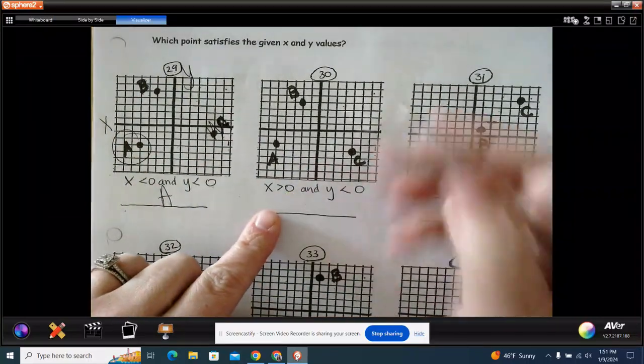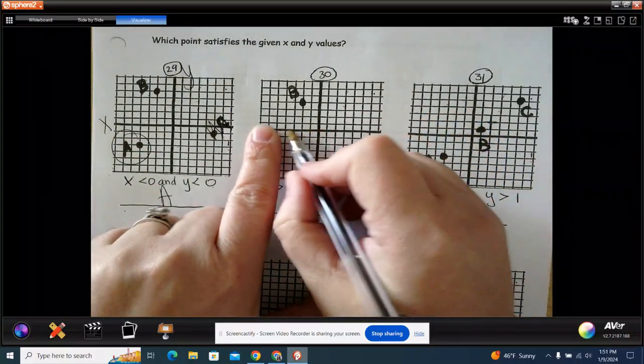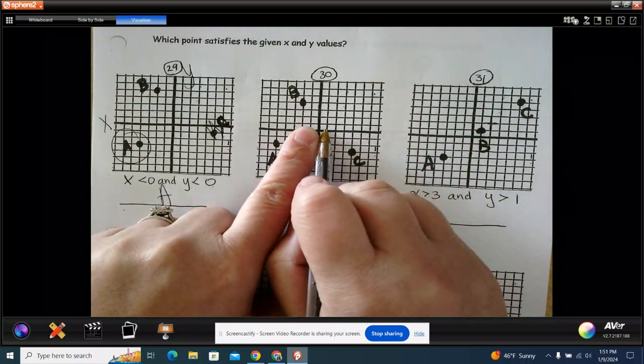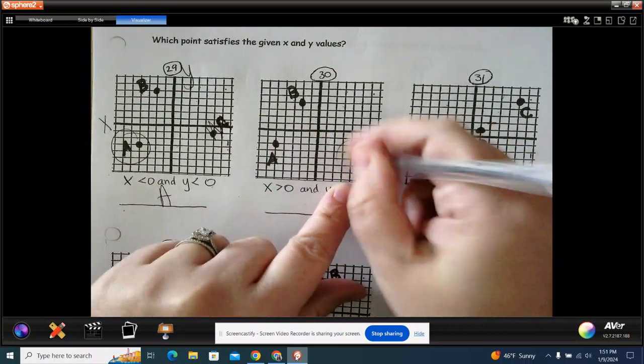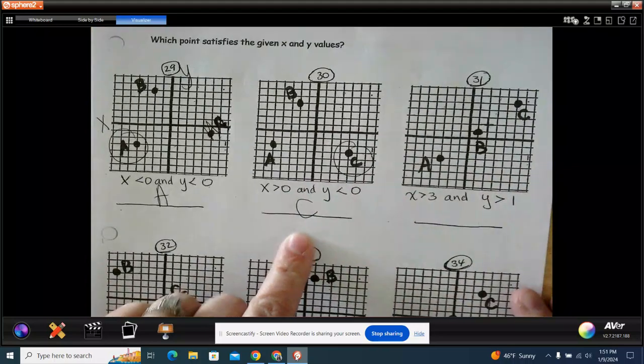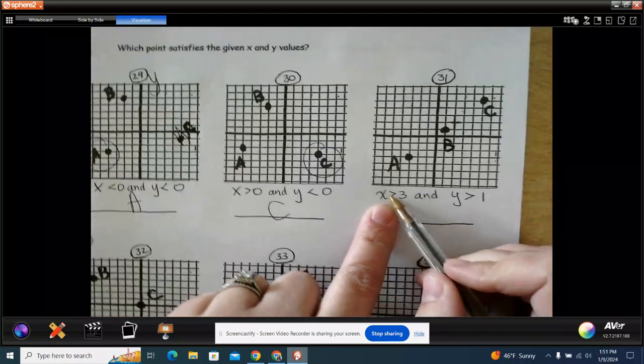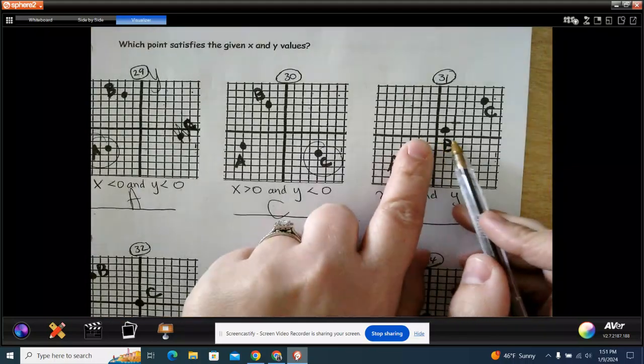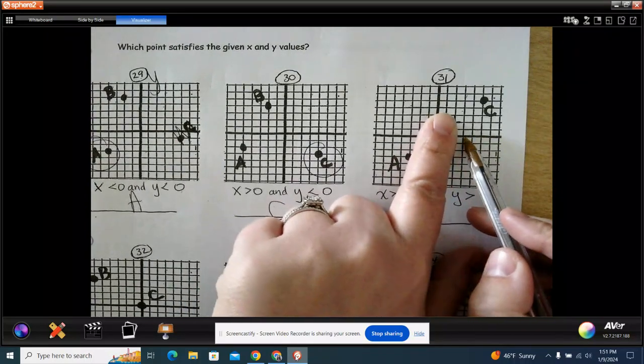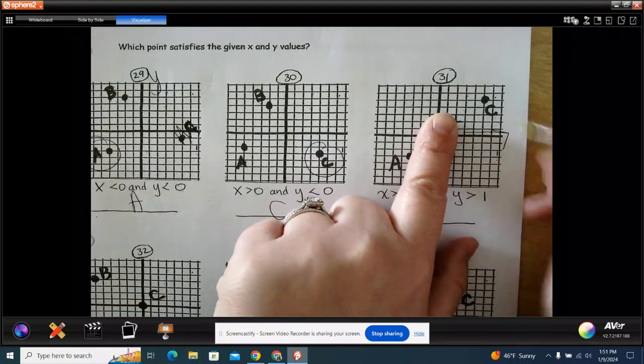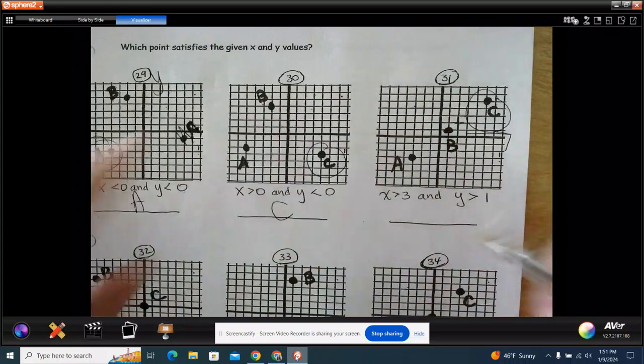X is greater than 0, so find the x-axis again. What numbers are greater than 0? Everything to the right, and the only letter that's there is C. So x is greater than 3, so I'm going to find the x-axis, here's 3, and greater than means everything to the right, so that one is also going to be C.